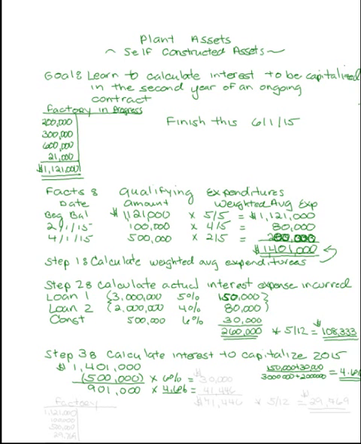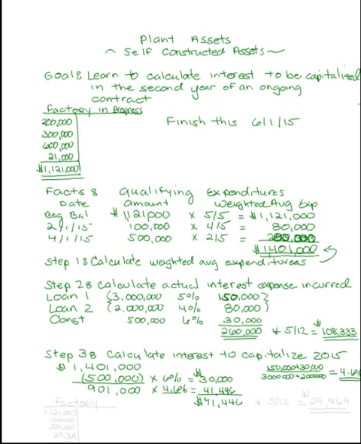So 500,000 times 6%, because by now we've done that enough, is 30,000. 901,000 times 4.6% is 41,446. Add that together, and it's 71,446. That's an amount for a whole year.